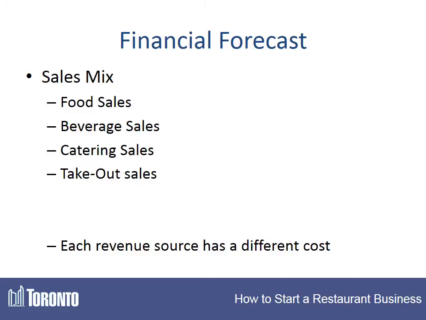You've got to look at catering sales. You've got to look at takeout sales. Are you going to make takeout sales a part of your everyday revenues? And each revenue source will have a different cost. We'll just use as an example food costs at around 32%.